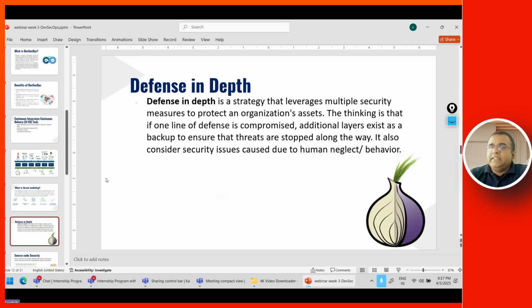Also, we have to look at defense in depth. It is a strategy of leveraging multiple security measures to protect an organization's assets. The thinking is that if one line of defense is compromised, an additional layer exists as a backup to ensure the threats are stopped along the way. It also considers security issues caused by human neglect or behavior, right? One of the reasons why there is an OTP, right?